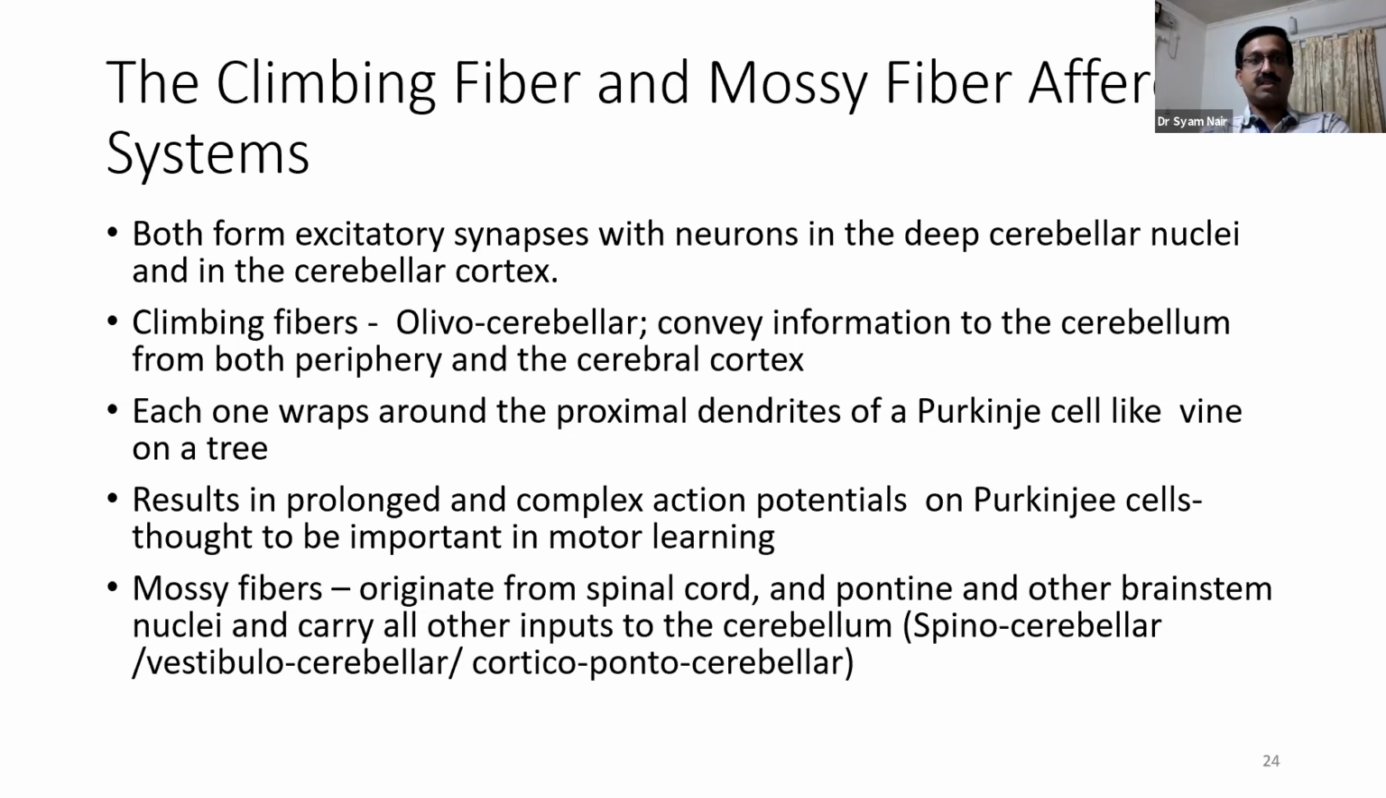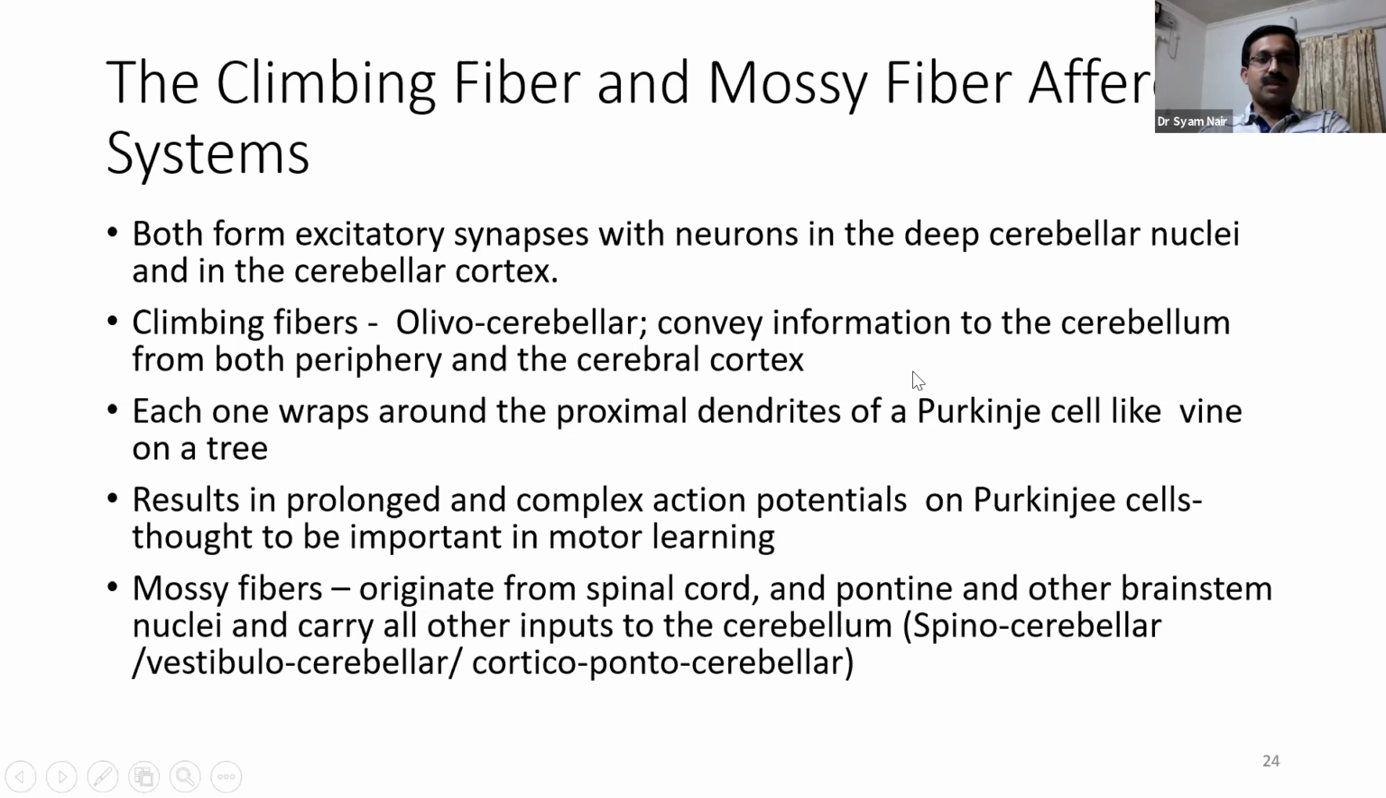They convey information to the cerebellum from both the periphery as well as the cerebral cortex, because the inferior olive receives inputs from the cerebral cortex as well as from the spinal cord through the spino-olivary tracts. Each climbing fiber wraps around the proximal dendrites of the Purkinje cell like a vine on a tree and results in prolonged and complex action potentials on Purkinje cells. This is thought to be important in motor learning.